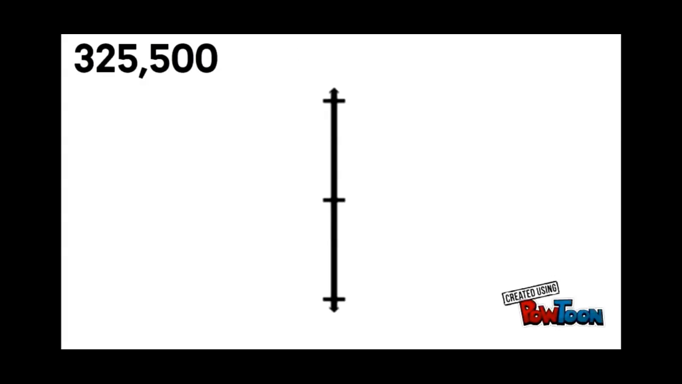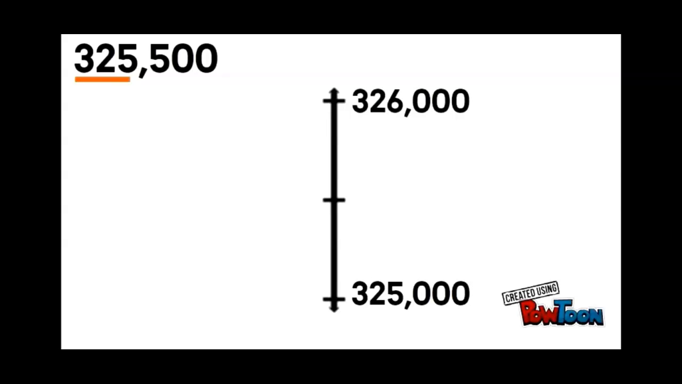325,500. Again, we're rounding to the nearest thousands today, so we look at the thousands. We include everything up to the thousand, so 325,000 is our lower estimate. Our upper estimate's one more, so 326,000.